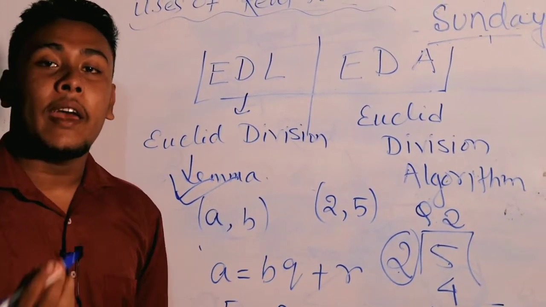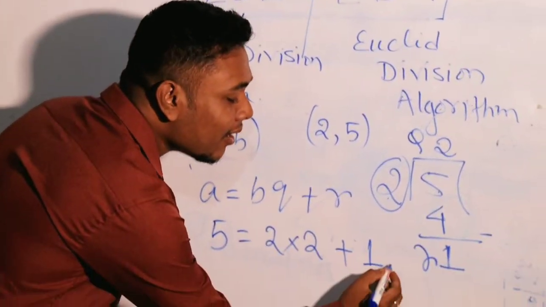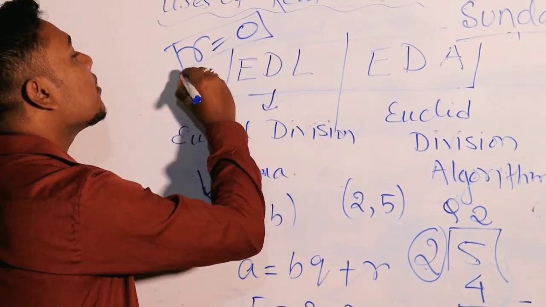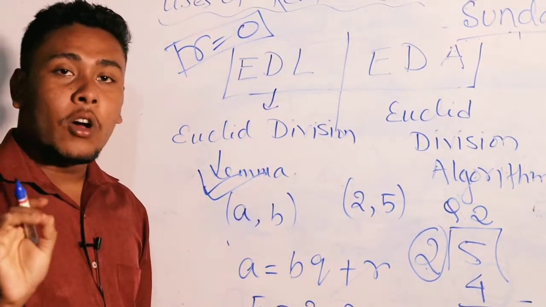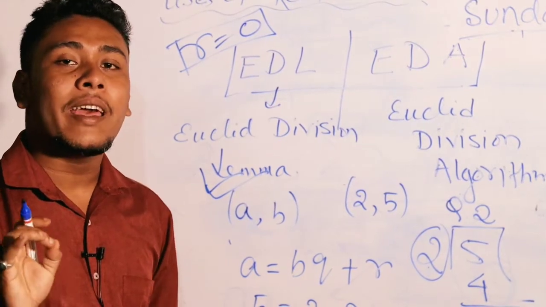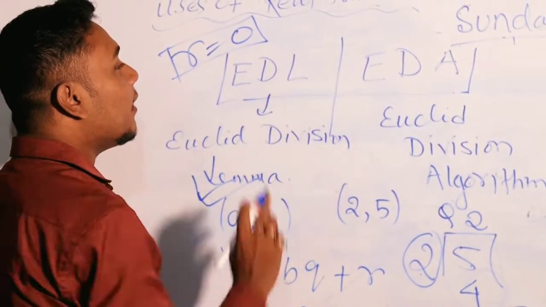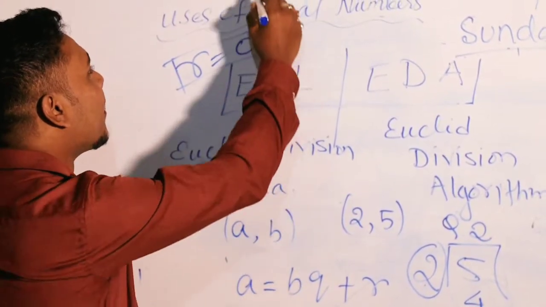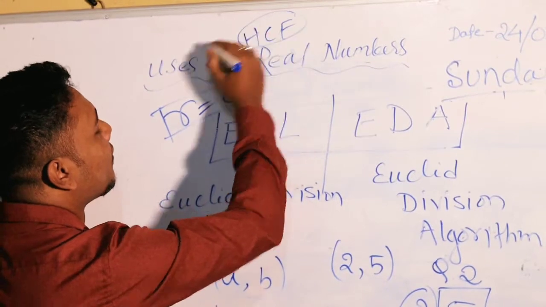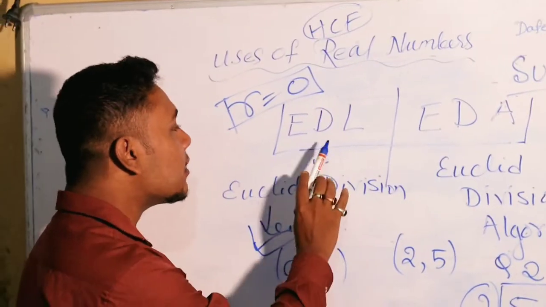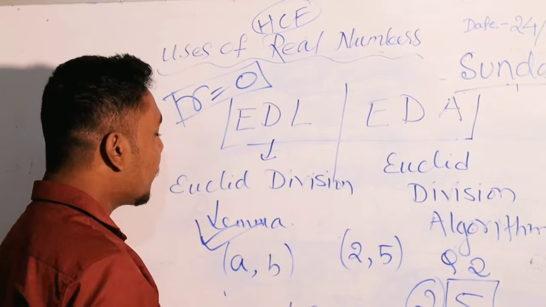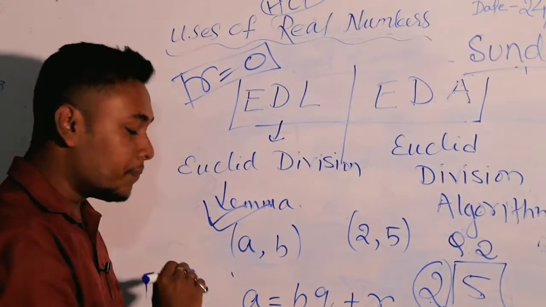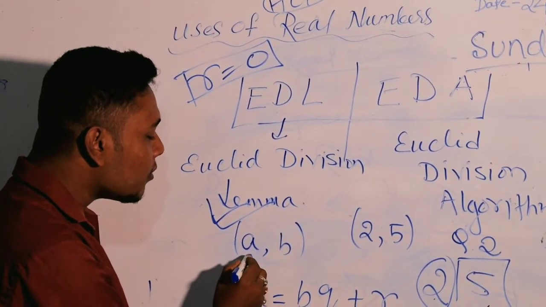And when this process is repeated again and again till the R becomes 0. If R is not equal to 0, you will not be able to find the HCF using EDL and EDA. So the use of real numbers here is to find HCF. For finding HCF we have two rules, EDL and EDA. In EDL, the lemma is a formula. So the formula is as follows.